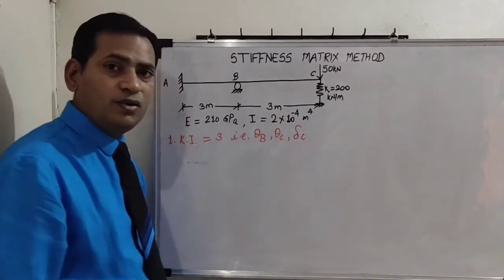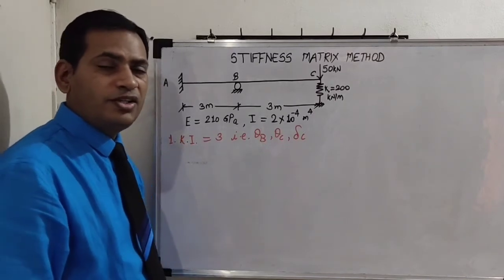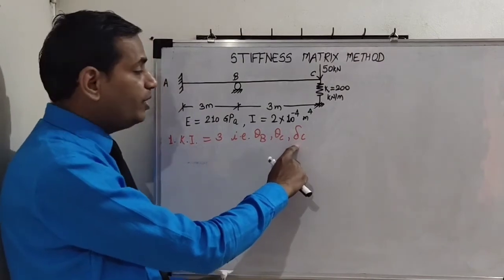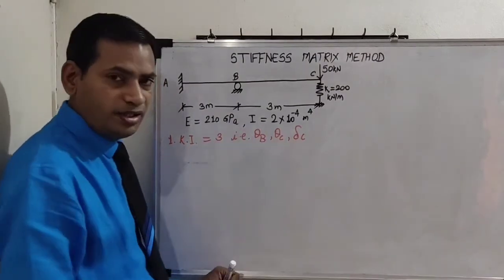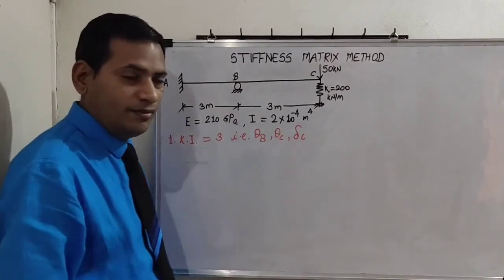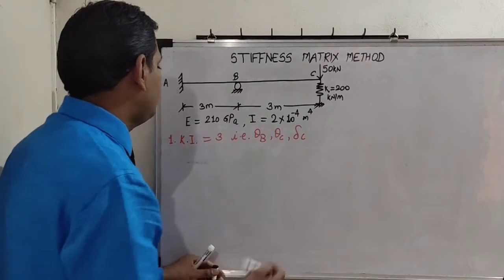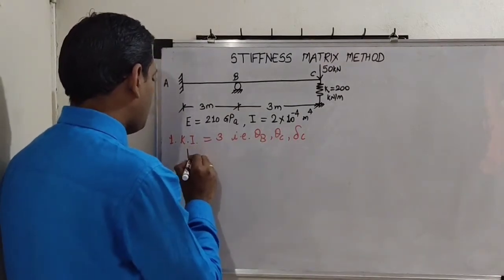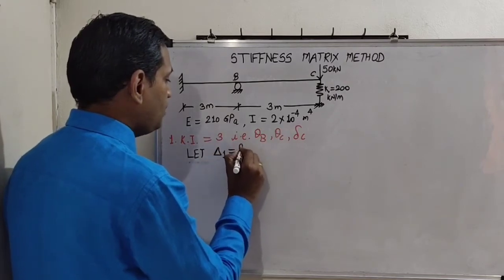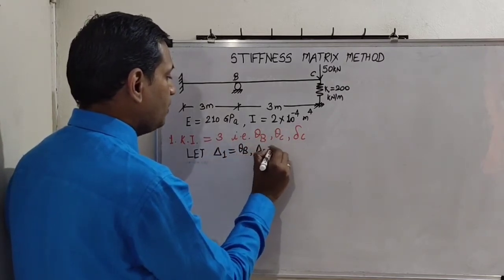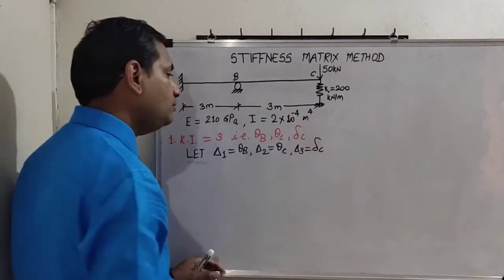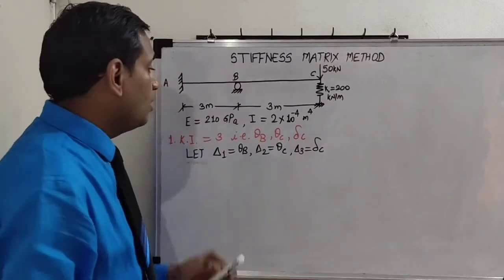This delta we have also seen in sway type of portal frames by stiffness matrix method. There, we used to bring this unknown on first place. Here we have kept it on number 3. Numbering of these unknowns is important again. So delta 1 we shall say theta B, delta 2 theta C, and delta 3 is delta C. Okay, so these are our unknowns.